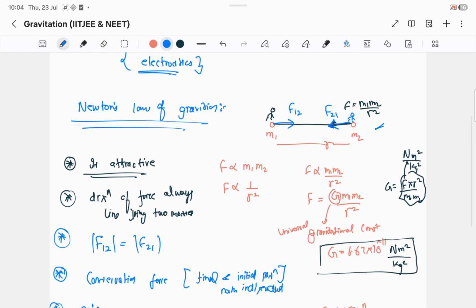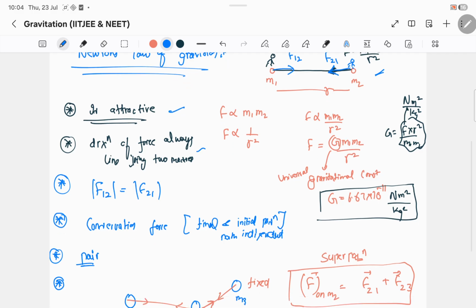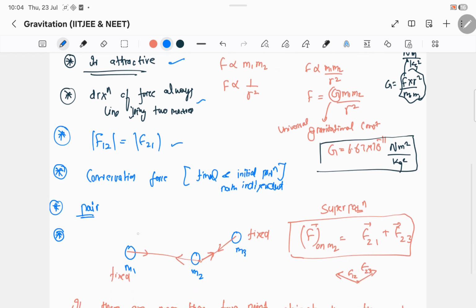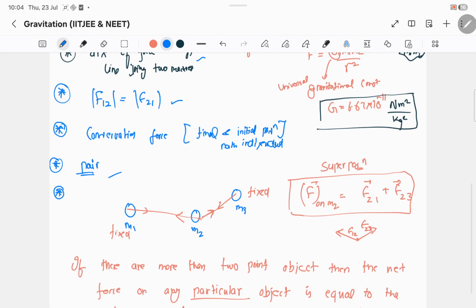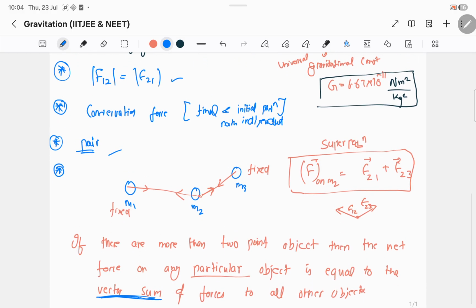What is Newton's law of gravitation? That is, force equals G m1 m2 by r square, where m1 and m2 are masses of the objects, r is the distance between them, and it will always be attractive. Direction will always be along the line joining their masses, and with the same magnitude, with the same force they will attract each other. Okay, it is a conservative force, it acts in a pair, and if you have more than 2 objects, you can apply the superposition principle. Now we will go for an example.